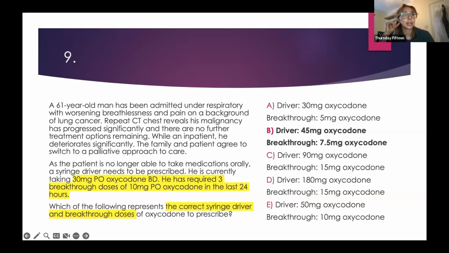So B is correct. C doesn't account for oxycodone being twice as strong in a driver as it is orally, so they just haven't divided by 2. And then D is calculated as though oxycodone is 2 times less strong subcutaneously than it is orally. And then E is just wrong.